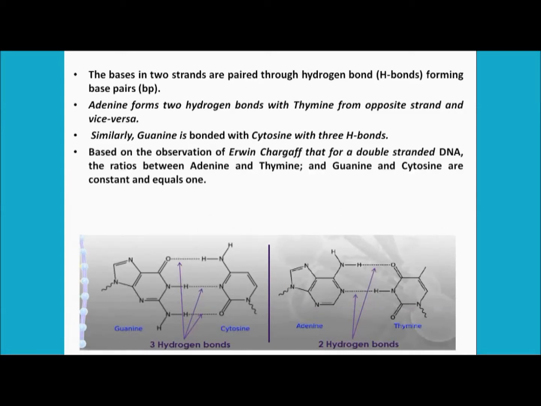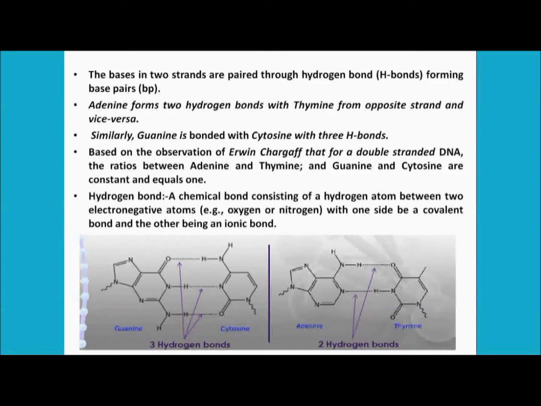Based on the observation of Erwin Chargaff, for double stranded DNA, the ratio between adenine and thymine and the ratio between guanine and cytosine is always constant, always equal to 1. It means the amount of adenine will always be equal to the amount of thymine. Similarly, the amount of guanine will always be equal to the amount of cytosine, right?